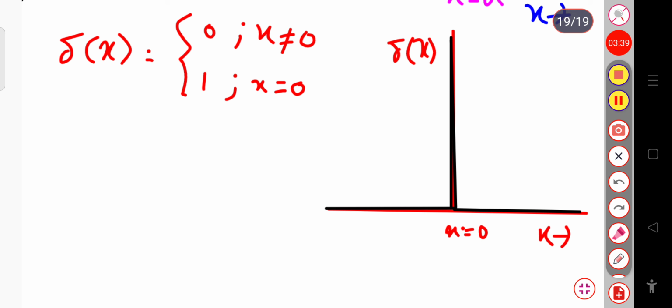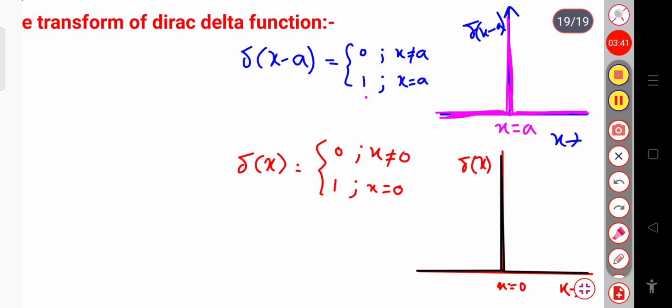Then if I ask what is the difference between these two, the difference is this: at x equal to 0, delta of x equals 1, but in the case of x equal to a, this function just shifts along the axis. Suppose this point is x equal to a, and at this point the delta function will be like this, that is, it is a slight shift of the point x equal to a from the origin, that is x equal to 0.